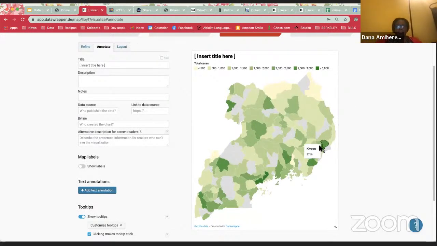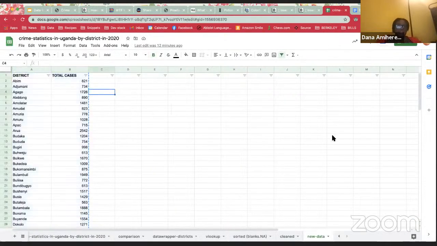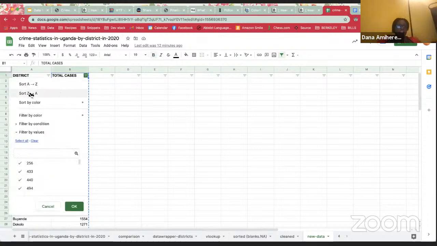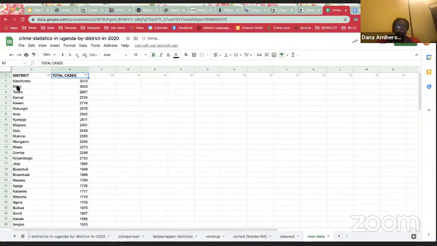So we kind of see what the hot spots are for total cases, but I want to know specifically where the most cases were committed so we can highlight that in our title and description, and then we'll get to the other stuff. So I'm going to go over here to where we had our new data. I'm going to sort the list from the highest number of cases to the lowest to get the district that had the most. So that's the sort Z to A, and that's the Kapchorwa district. I'm so sorry if I butchered that.